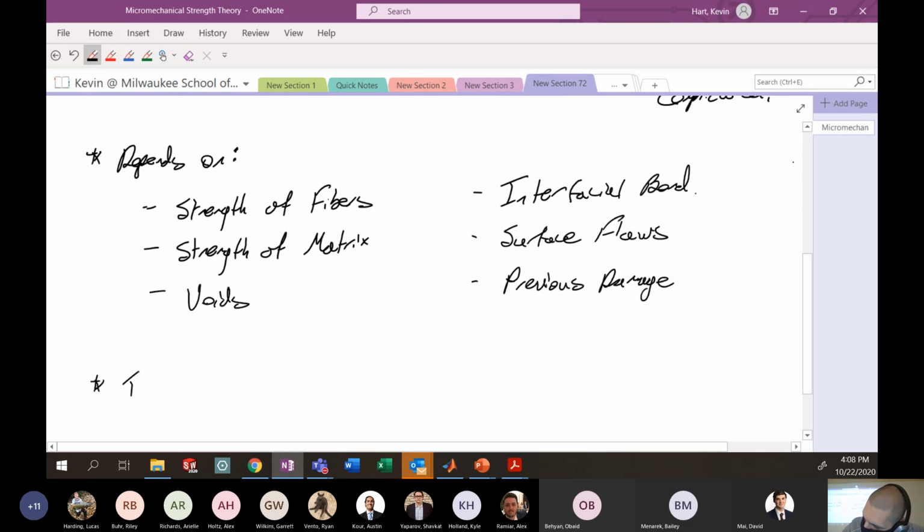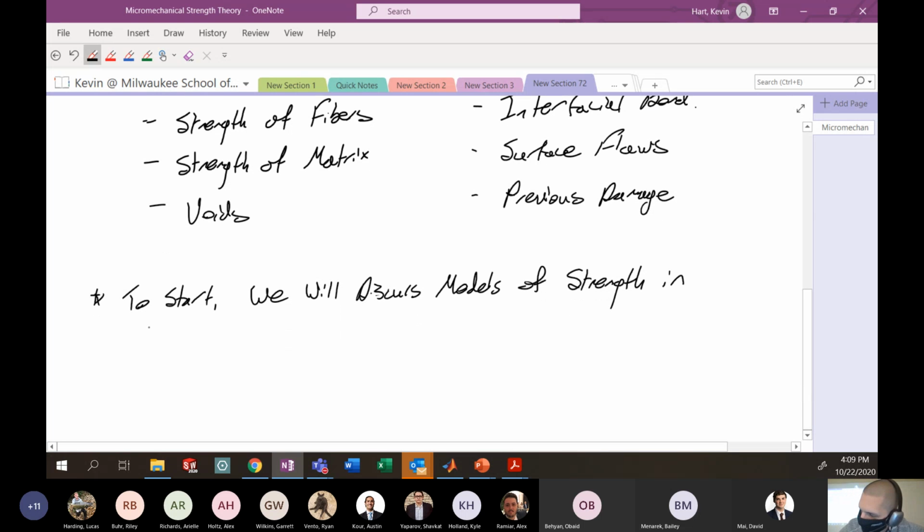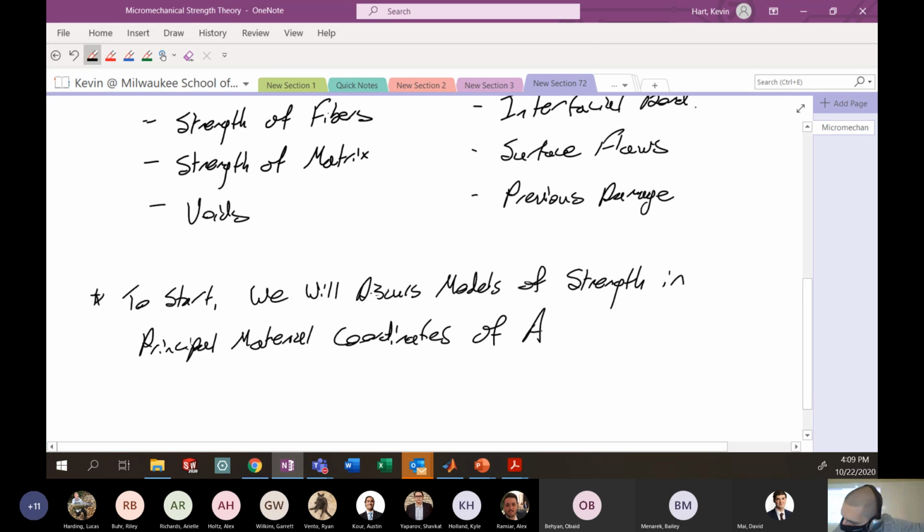So to start, we will discuss models of strength in principal material coordinates of a unidirectional composite.